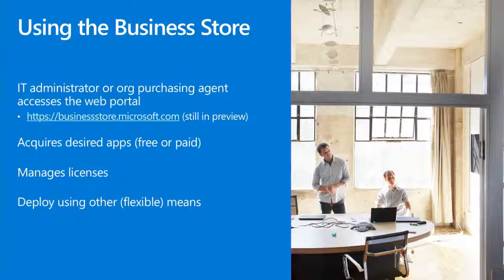So to access the business store, you would access businessstore.microsoft.com. URL is always subject to change, but that's the current location. If you're wanting to try it right now, it's still in a limited preview, so it's only open to a few TAP customers at this point, but we'll take a look at it in a minute. But the basic flow is that you acquire the apps that you want. You then figure out how you want to deploy and manage the licenses.